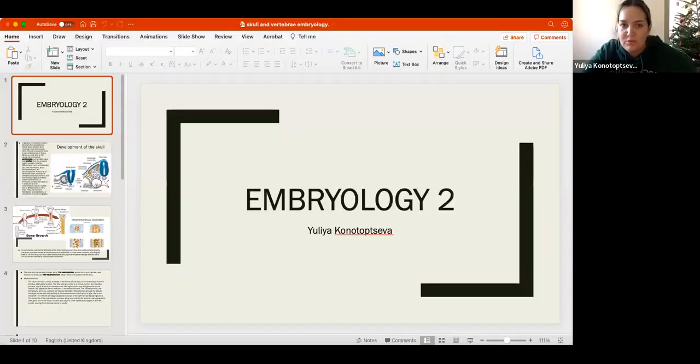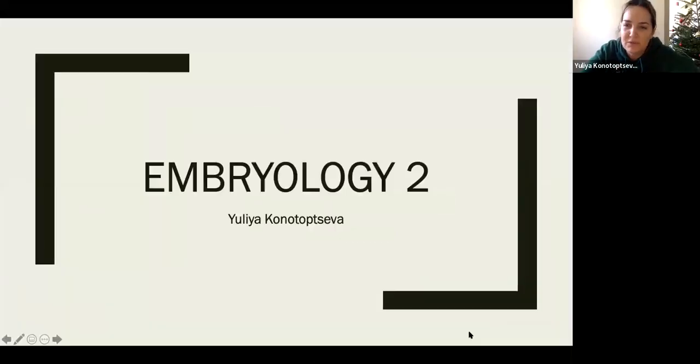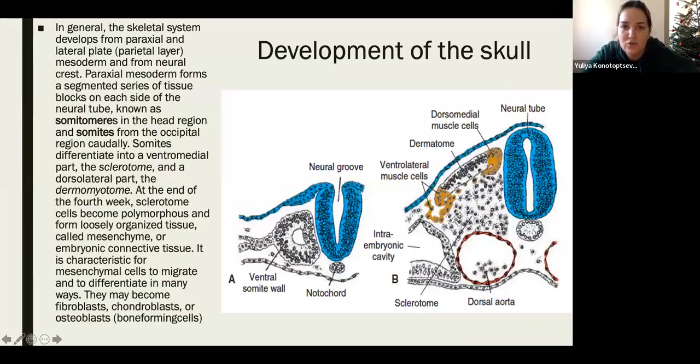Today's lesson is going to be a little bit difficult, the second part of it, because we're going to talk about blood vessels, formations of the head and neck and other blood vessels. But let's get rid of these easy two topics, development of the skull and vertebral column.